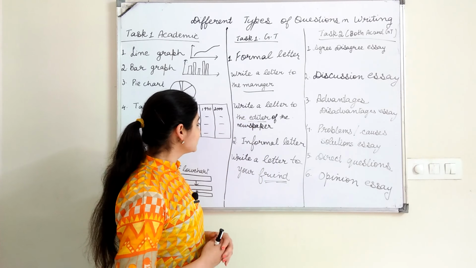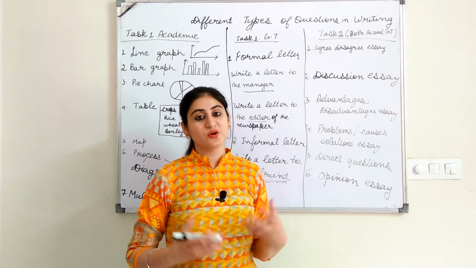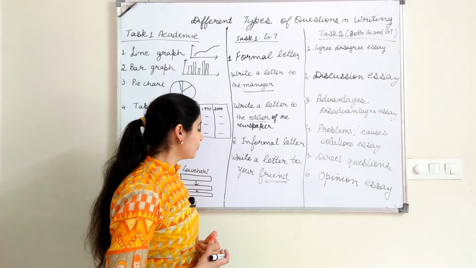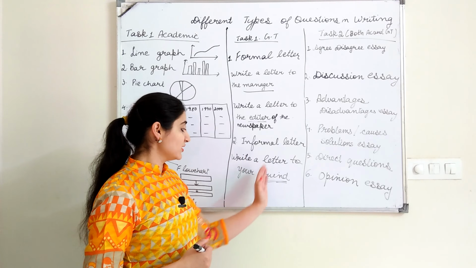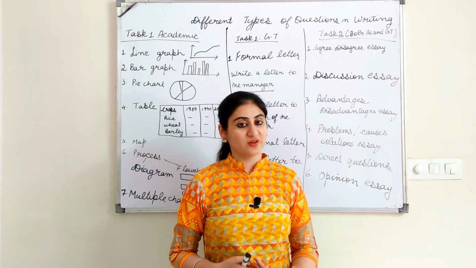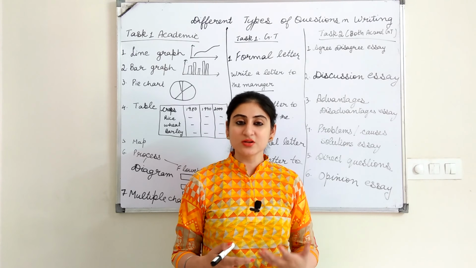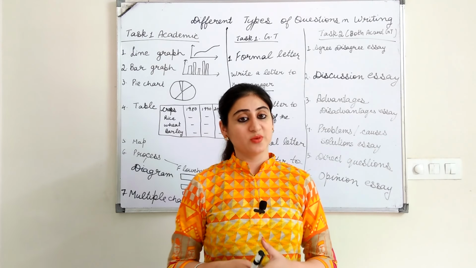Write a letter to the editor of a newspaper. This is a formal letter. Why? Because the work is official only. Then next category is informal letter. In this case, the test takers can get a question like this, write a letter to a friend. So when they are writing a letter to a friend, they don't have any official work with a friend, they are writing a personal or a friendly letter. So this comes under the category of an informal letter.